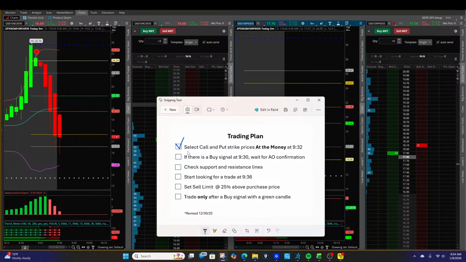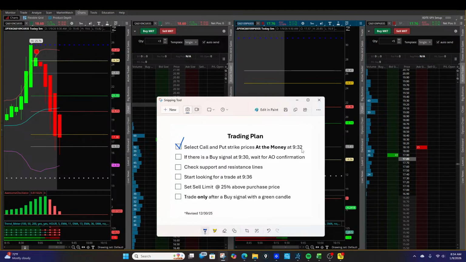My trading plan, I start off, I select call and put strike prices at the money at 32. And remember, at the money is the first purple bar. And then you just simply go across from that to get the puts. So it's the same strike, but on both sides.